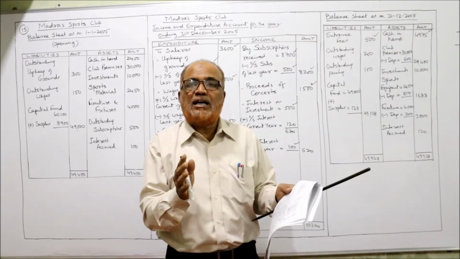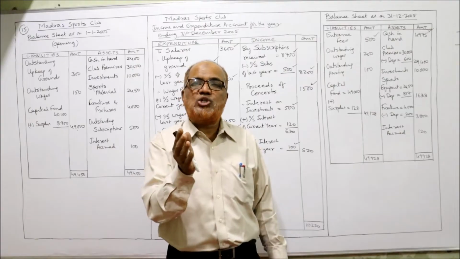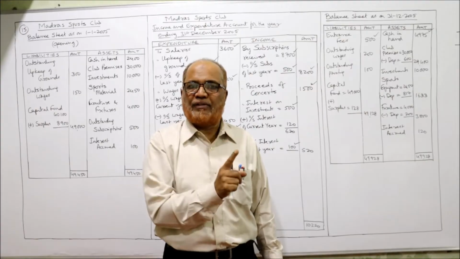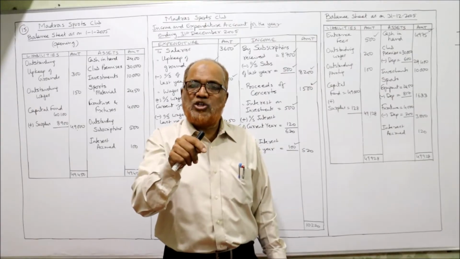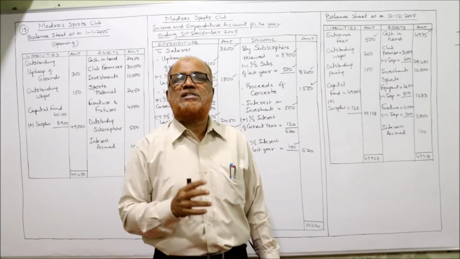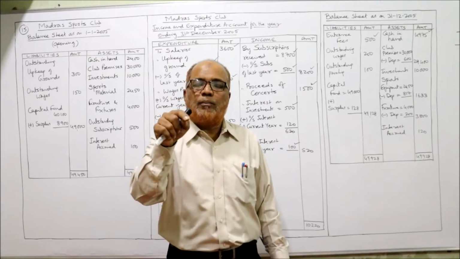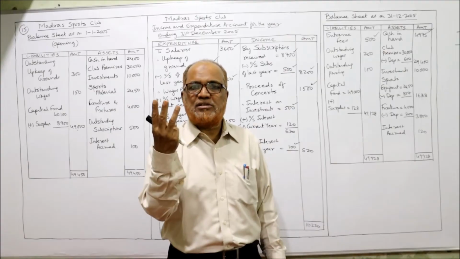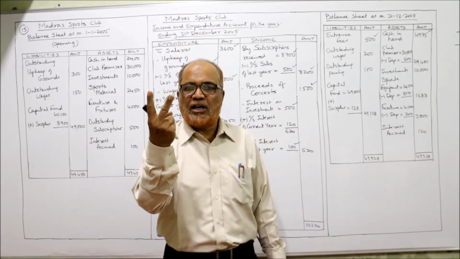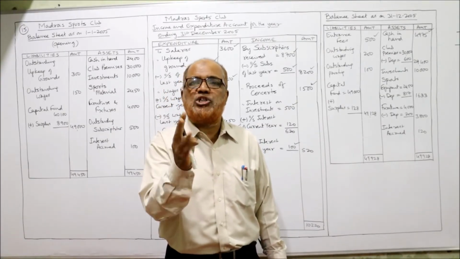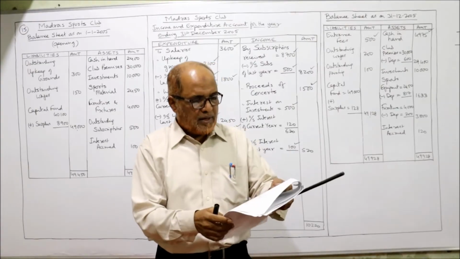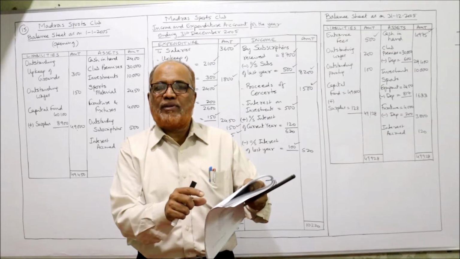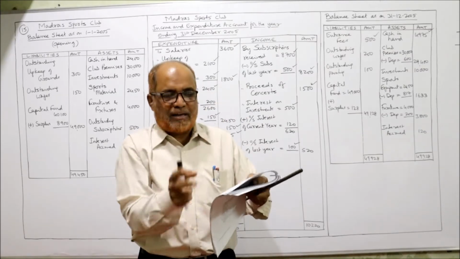So from this data given, it is asking you to make the balance sheet at the beginning of the year, 1st January 2005. You have to make the income and expenditure account for the year ended 31st December 2005. And you have to make the balance sheet at the end of the year, 31st December 2005. Three things: opening balance sheet, income and expenditure account, closing balance sheet. That's what you have to find out. And entrance fees are to be capitalized. Last paragraph is given. Capitalized means it should be taken to the balance sheet.